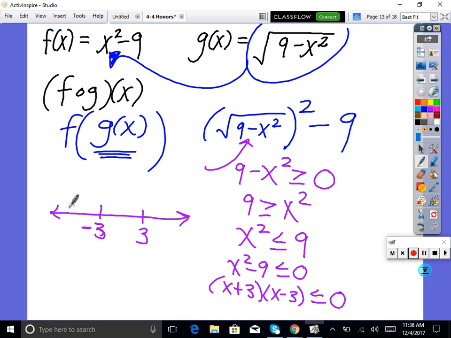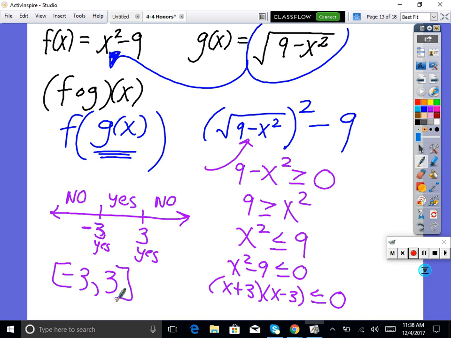-4 squared, 16 minus 9, is that less than 0? And then from -3 up to 3, will that be a yes? Let's plug in 0. 0 squared minus 9, is that less than or equal to 0? Yes, that's in our domain. And then once again, 3, let's plug in 4. Does 4 work? It doesn't work because it's less than, so no. So now, once again, is it including 0? So these little guys are yeses because it includes 0. Those are the zeros. So you say our domain is from -3 up to 3.